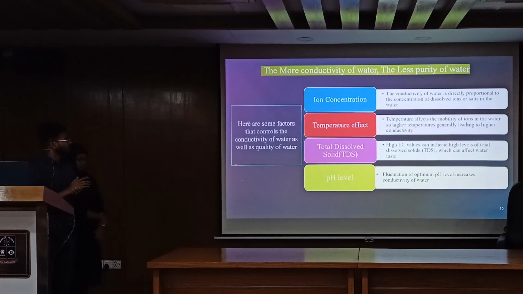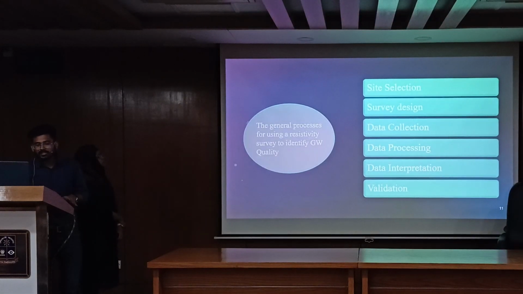And the fluctuation of pH level increases the conductivity of water. The optimum pH level is 6.5 to 7.5. So increasing or decreasing the pH value means the conductivity of water also increases. There are some general processes which we use for a resistivity survey, and these are site selection, survey design, data collection, data processing, data interpretation, and validation.